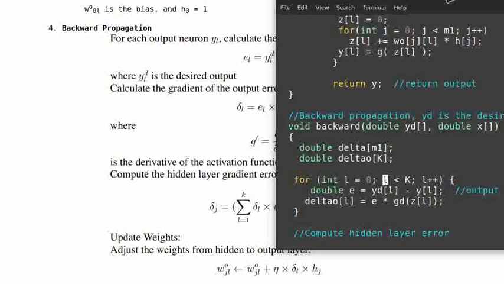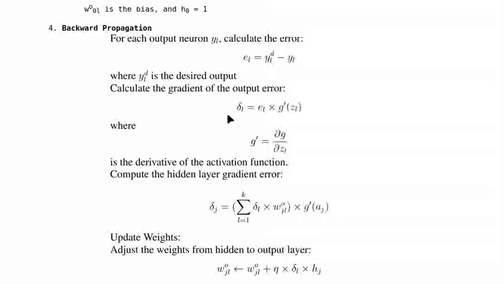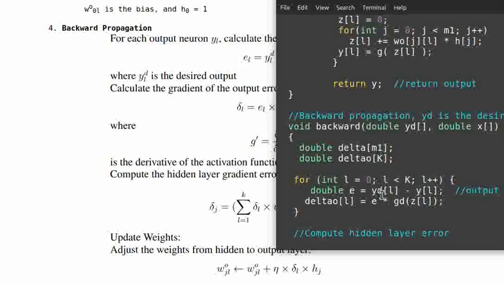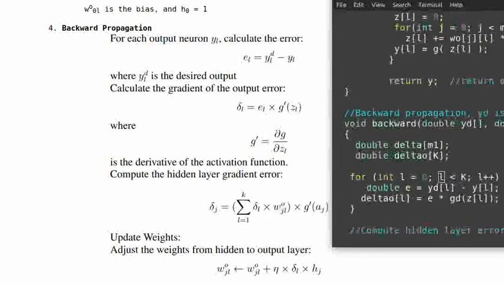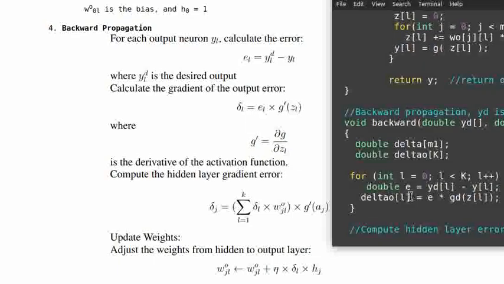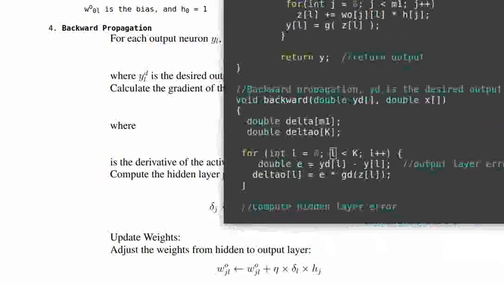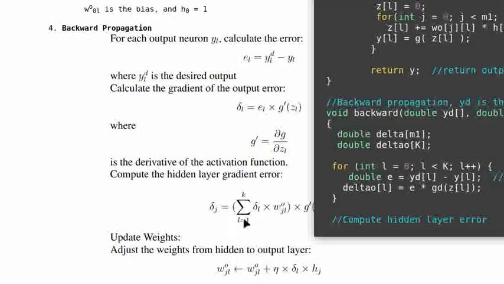So for the first part, we calculate the delta L. You see, delta L is this E L, the difference between the desired output and the predicted output, the output that is given by the MLP. And then we multiply this by the gradient of G L. So you can see that this is a straightforward implementation of these formulas. E equals the difference, and then delta O L is E times that. No tricks here.